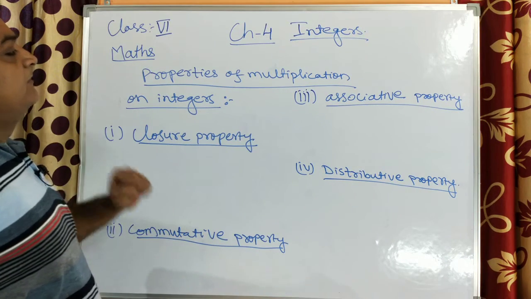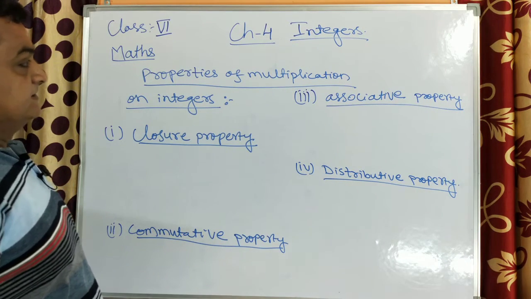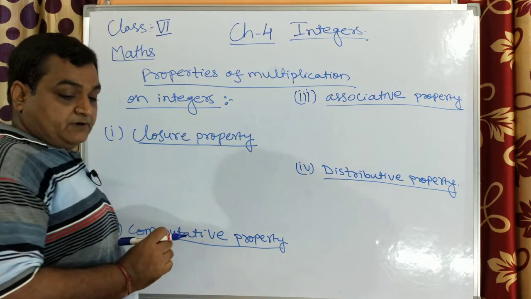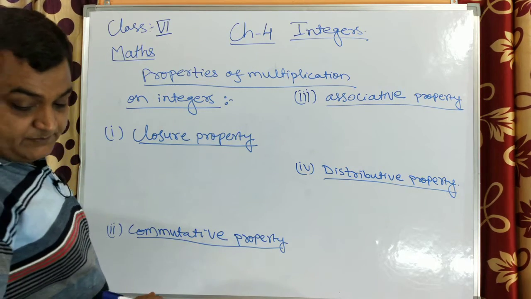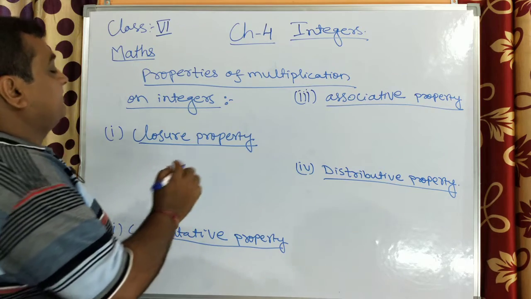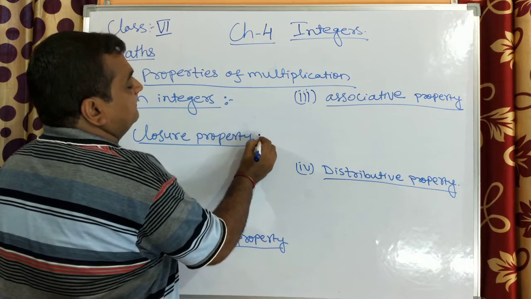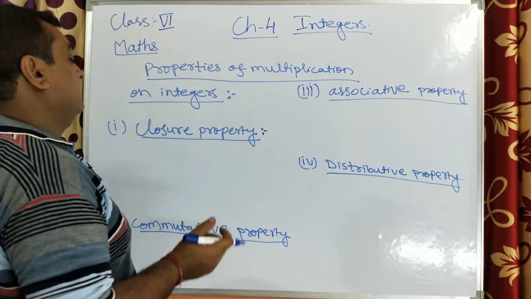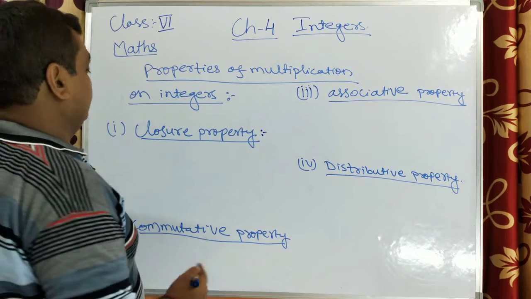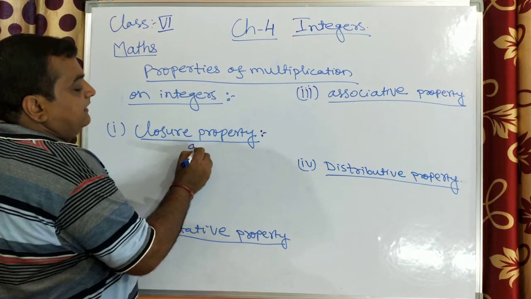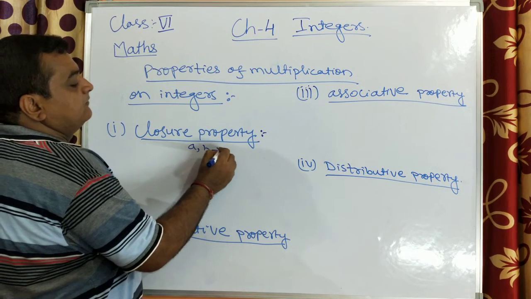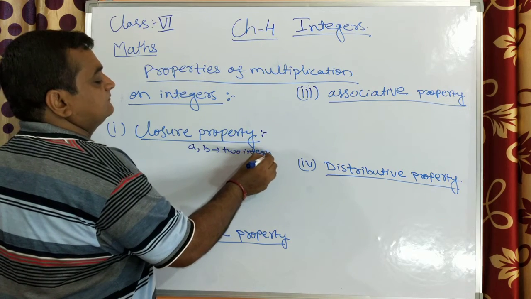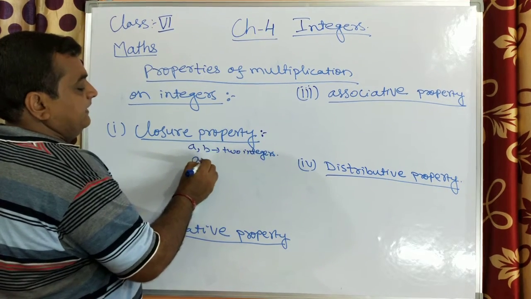So the first property is the closure property. What does the closure property say? If we multiply two integers, the product we get is also an integer. Suppose a and b are two integers. If we multiply a into b, the result is also an integer.